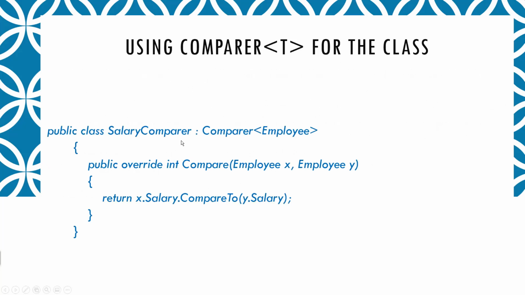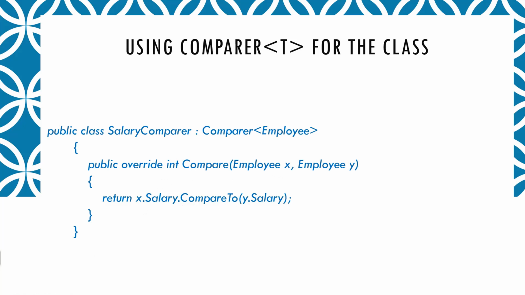Okay, so this new code snippet will be like this, which I will just implement here. Public class SalaryComparer. It now derives from Comparer class. This Comparer class I will show in a second. It is an abstract class, and it has to override the Compare method, which takes in 2 employee objects, X and Y, and then returns x.Salary.CompareTo(y.Salary).